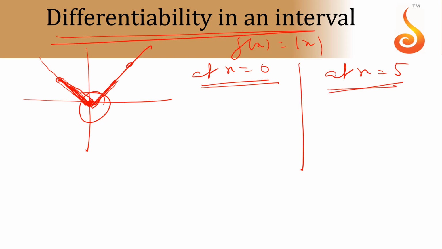Suppose the same question for mod x at x equal to 5 I am asking. So at x equal to 5 means somewhere here, the point 5 comma 5. From the left neighborhood and the right neighborhood, both our tangents are the same. They are coinciding with which line? This line itself. What is the slope of this line? 1. That will be the tangent.